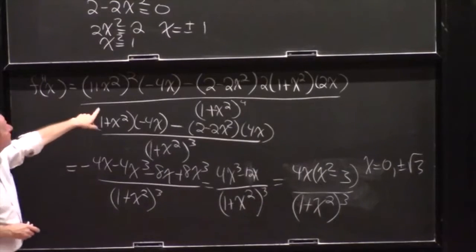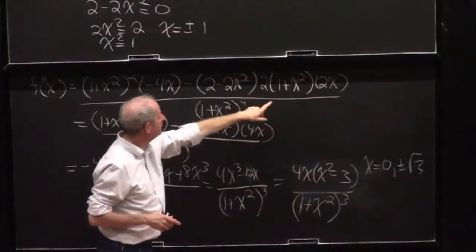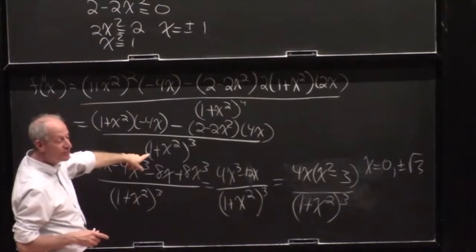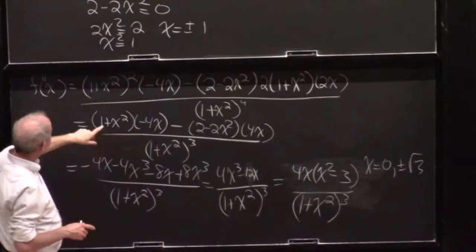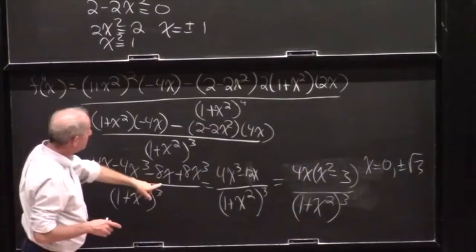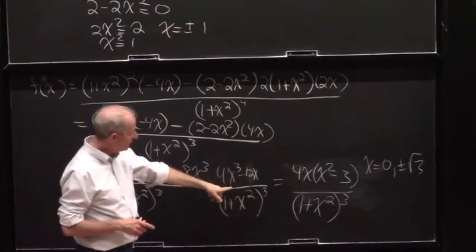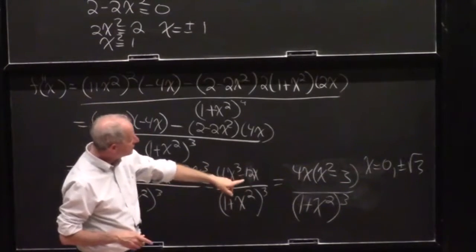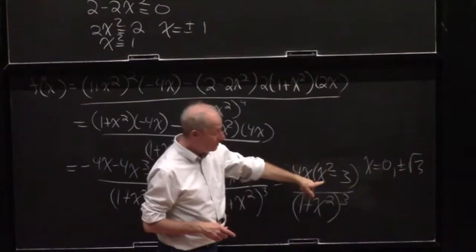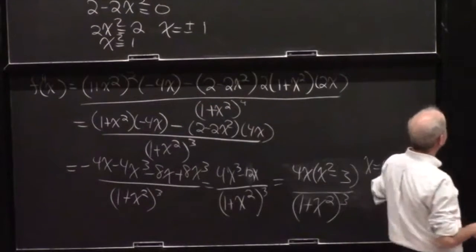Pull out a 1 plus x squared. Clearly that wasn't that funny. And now you get down to 1 plus x squared cubed. And simplify this again, and that's a 12, okay? And again, you can find the zeros by setting the numerator equal to 0, and you get 0 and plus or minus the square root of 3.